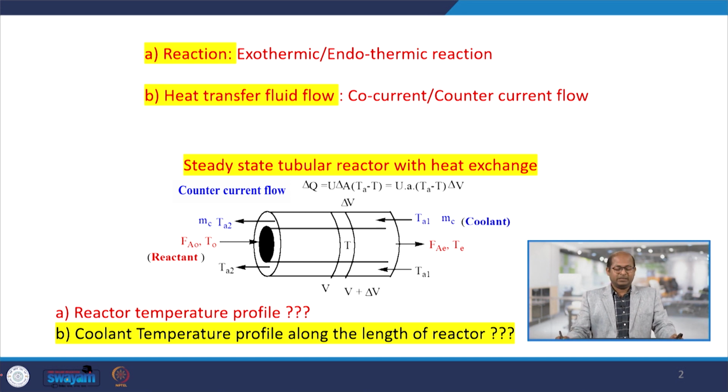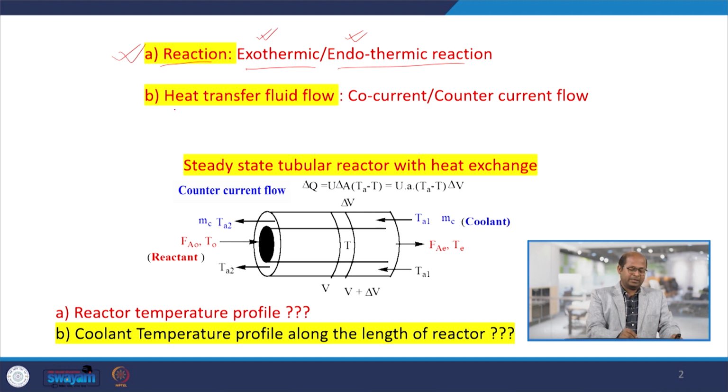So, let us say this is the reaction. Reactions may be of two types: exothermic reactions and endothermic reactions. If it is exothermic, heat generation occurs, so we have to supply the coolant to bring the temperature down. If it is an endothermic reaction, the temperature will fall. So, when reactions are conducted inside the reactor, we have to supply heat to maintain an isothermal temperature for the reacting fluids.